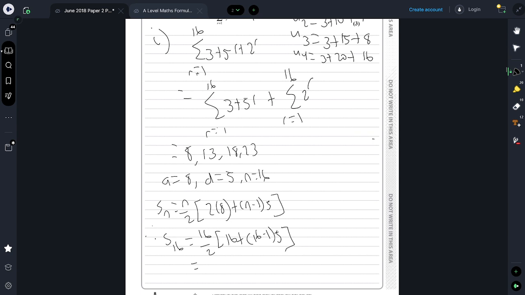Oh, got a syntax error. Why is that? Okay, I must have missed a bracket. Apparently that's 728.